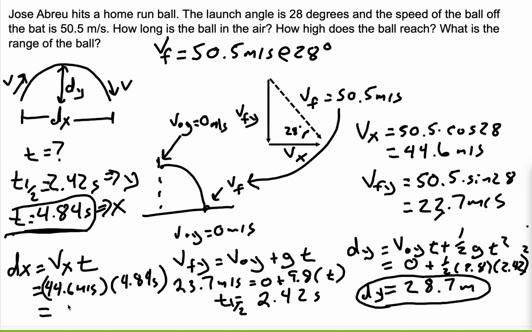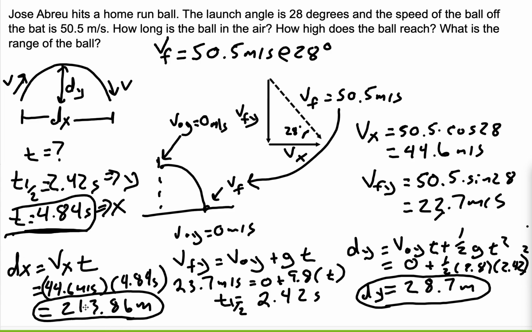Also, when we're looking for the range, do we always use the full time then too? Yeah, you always use the full time in the range because that'll be from the batter, or, you know, from where the projectile was launched to where it hits the ground. Okay. So can someone tell me what that is here? 213.86. All right, 213.86, and that will be meters.